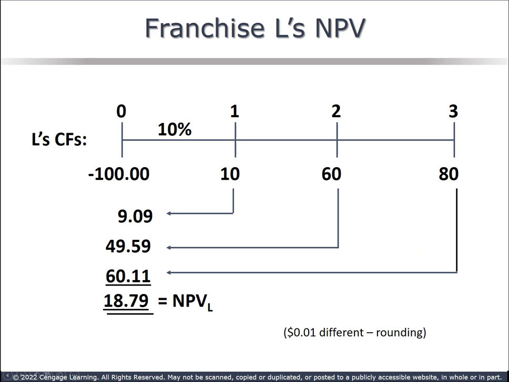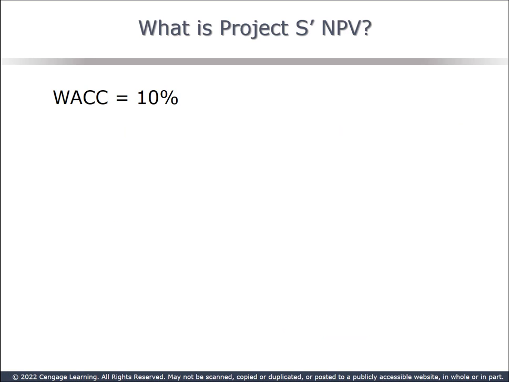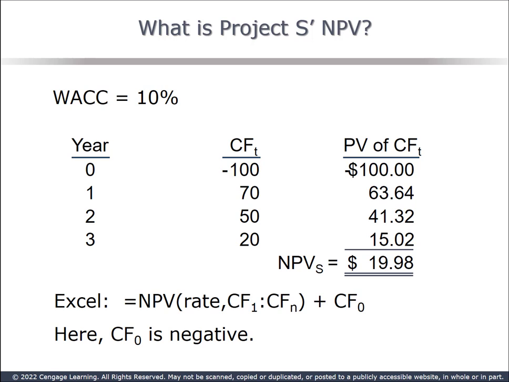This shows Project L's cash flows placed on a timeline and discounted. Project L's NPV, $18.79. Looking now at Project S, we find an NPV of $19.98.